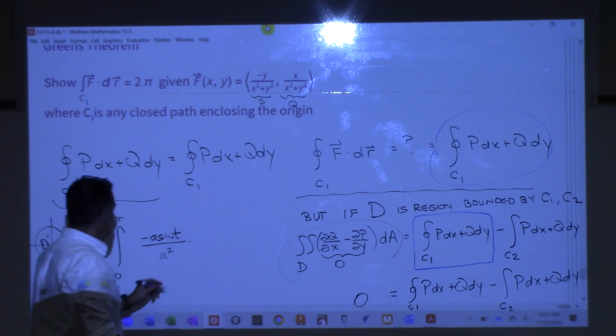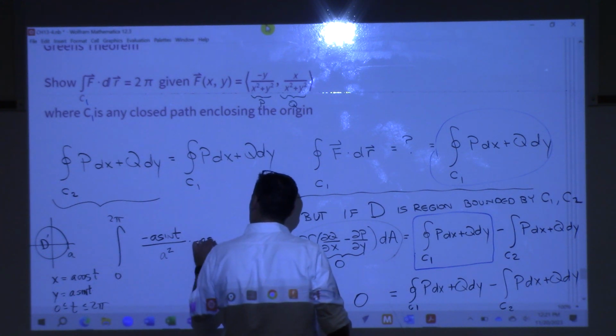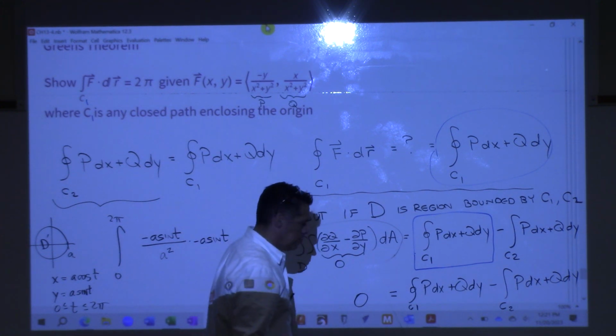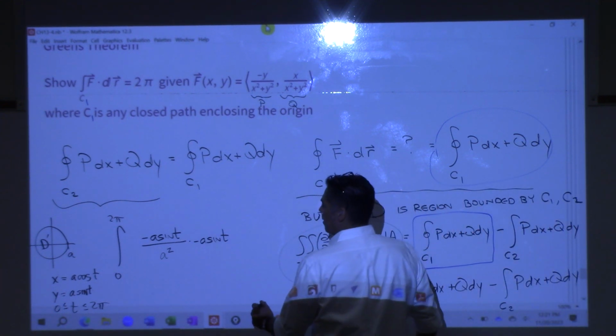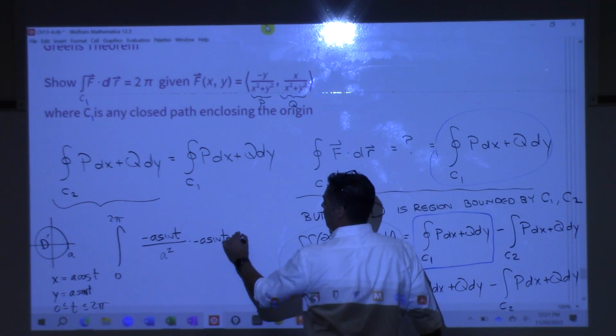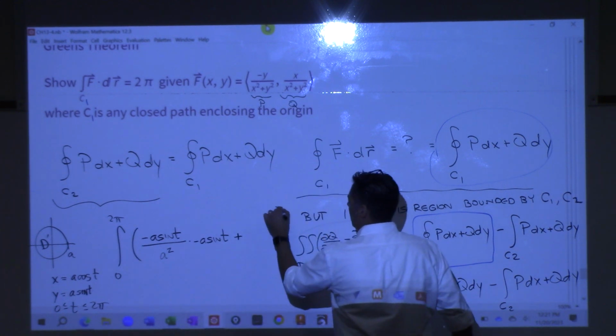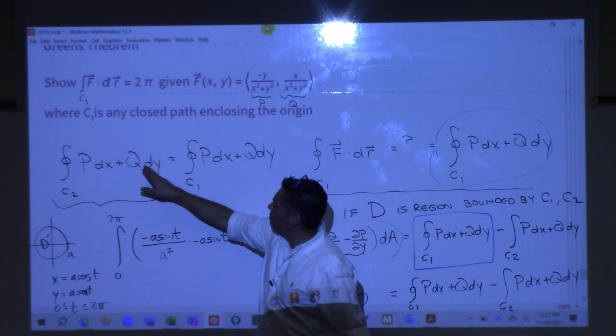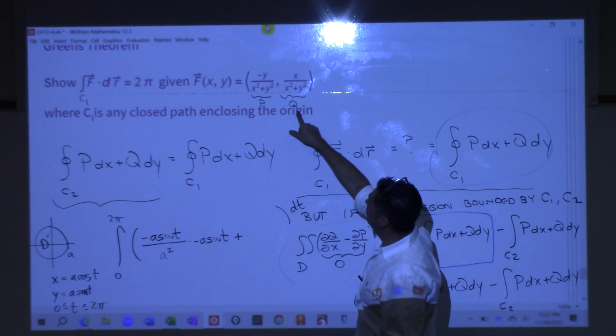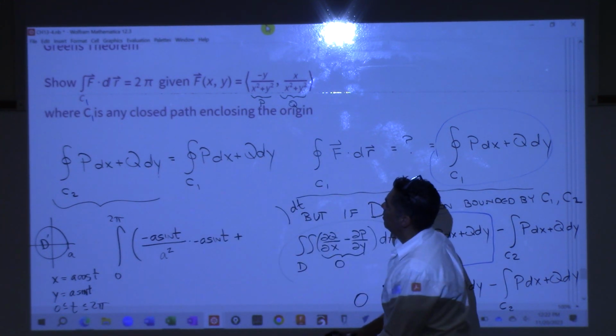Negative a sine t. I don't want to erase that. I'm going to continue, plus, so I'm going to do it just a final dt at the end here. Let's do this one, Q dy. So Q plugged in, what's the only difference?